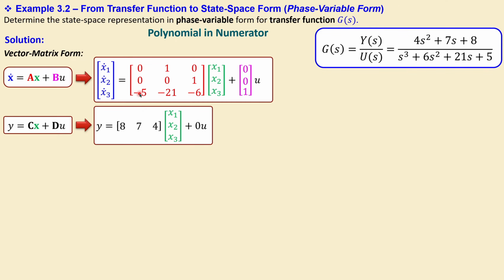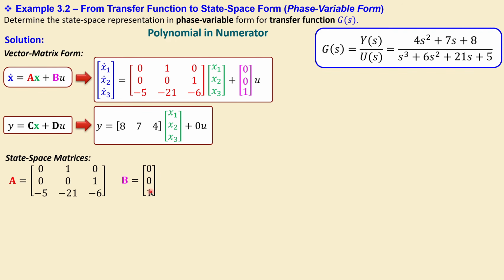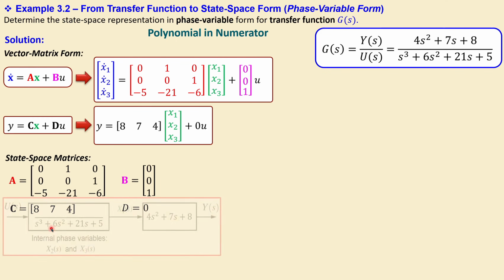So 5 here as minus 5, 21 as minus 21, 6 as minus 6, and this is standard, so you just copy that if you use the phase variable form. This is 0, 0, 1. You copy now also this one, 8 is here, the first one, so you can go from right to left, 7 here, and 4 there. And again, you have your vector, and you also don't have any direct transfer. Now the state space matrices are shown here again. So B is 0, 0, 1 here, and C is now different, and D is 0.